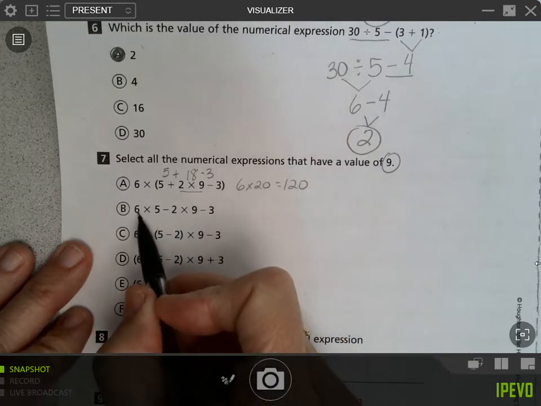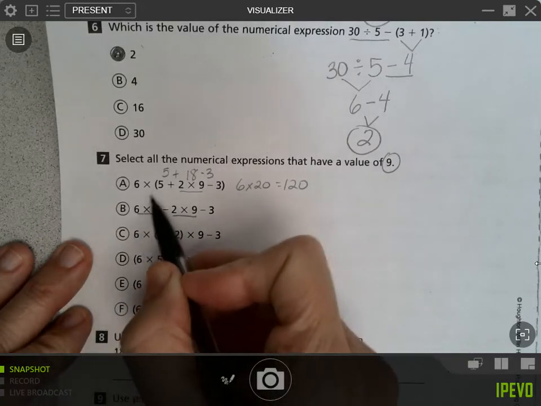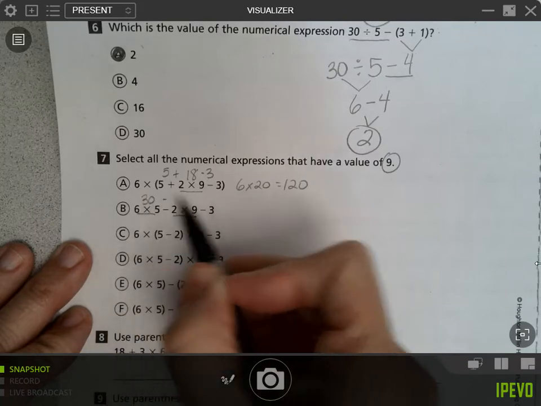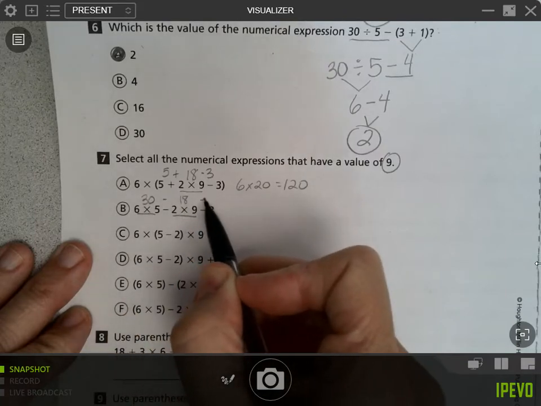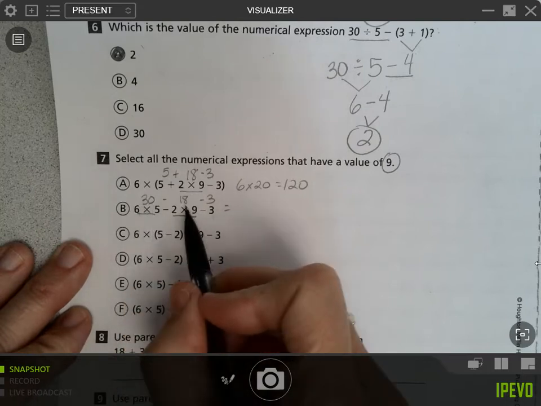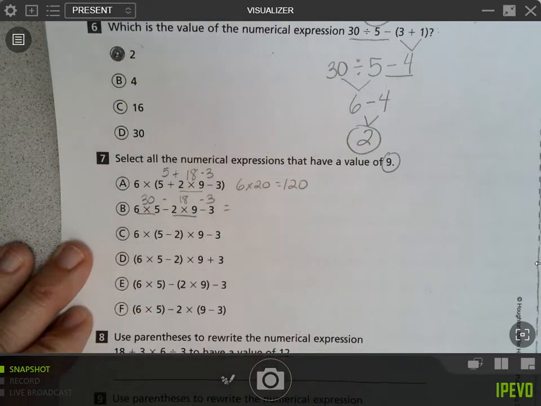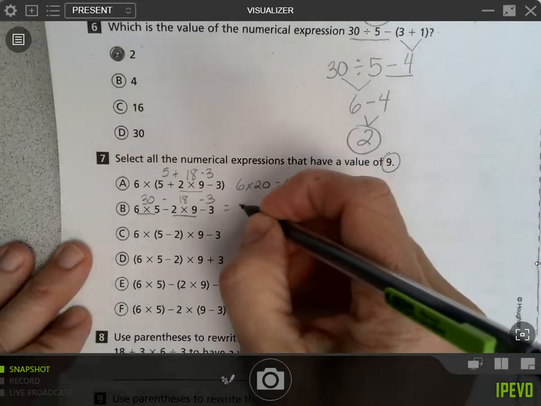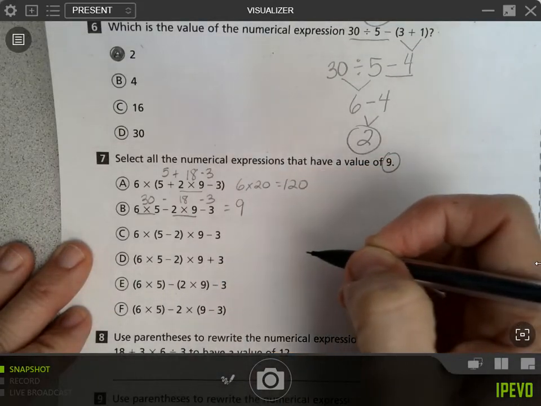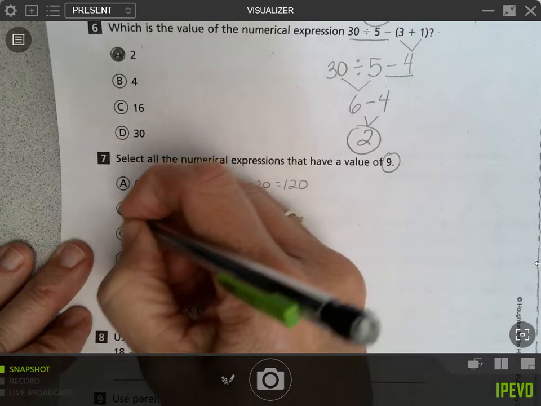Let's see. Here I have some multiplying. So I'm going to do 6 times 5 is 30. 2 times 9 is 18. Then I have 30 minus 18. That would be 12. 12 minus 3 is 9. B is a good choice, I think.